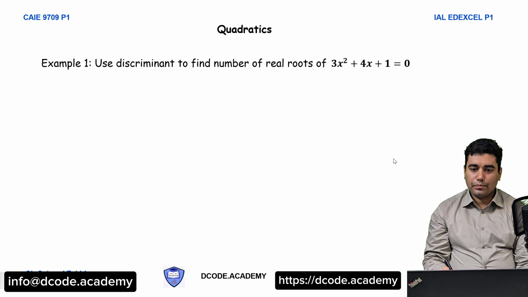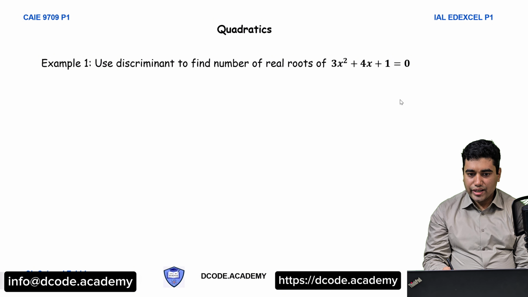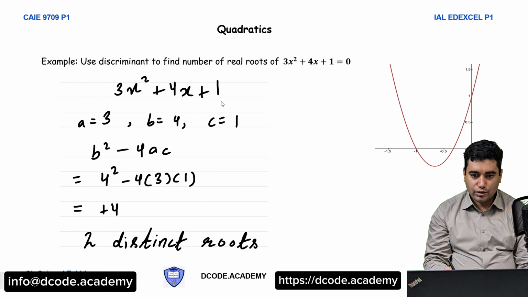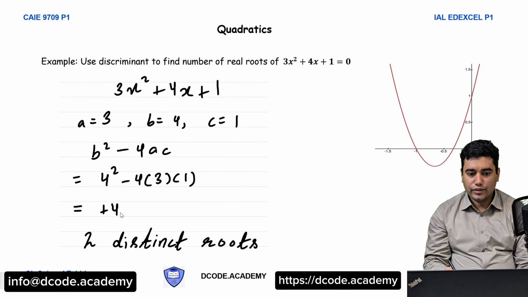So let's see an example. We are going to first find the discriminant of this equation. So a is equal to 3, b is equal to 4, and c is equal to 1. So b square minus 4ac, 4 square minus 4 into 3 into 1, that's a positive number. Whenever you have a positive number, you will have 2 different roots. As you can see in the actual graph also, the curve is crossing the x-axis at 2 points.